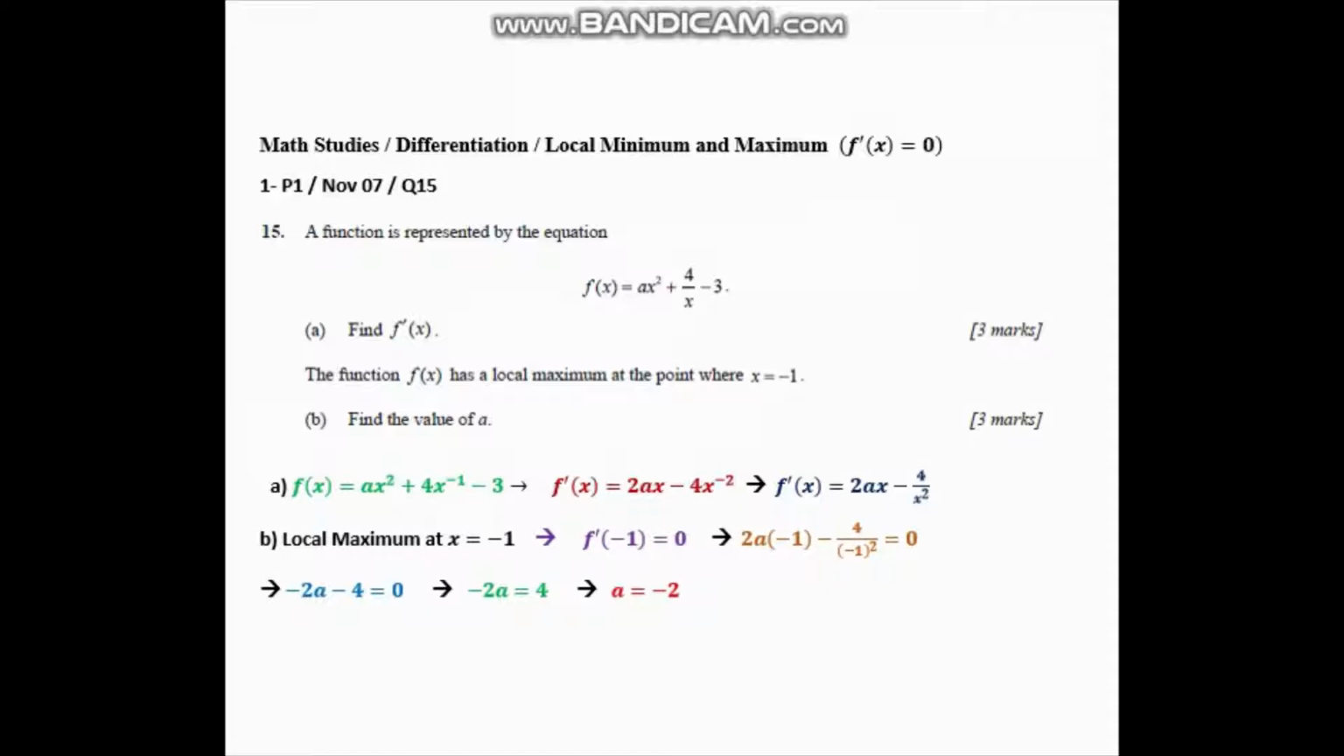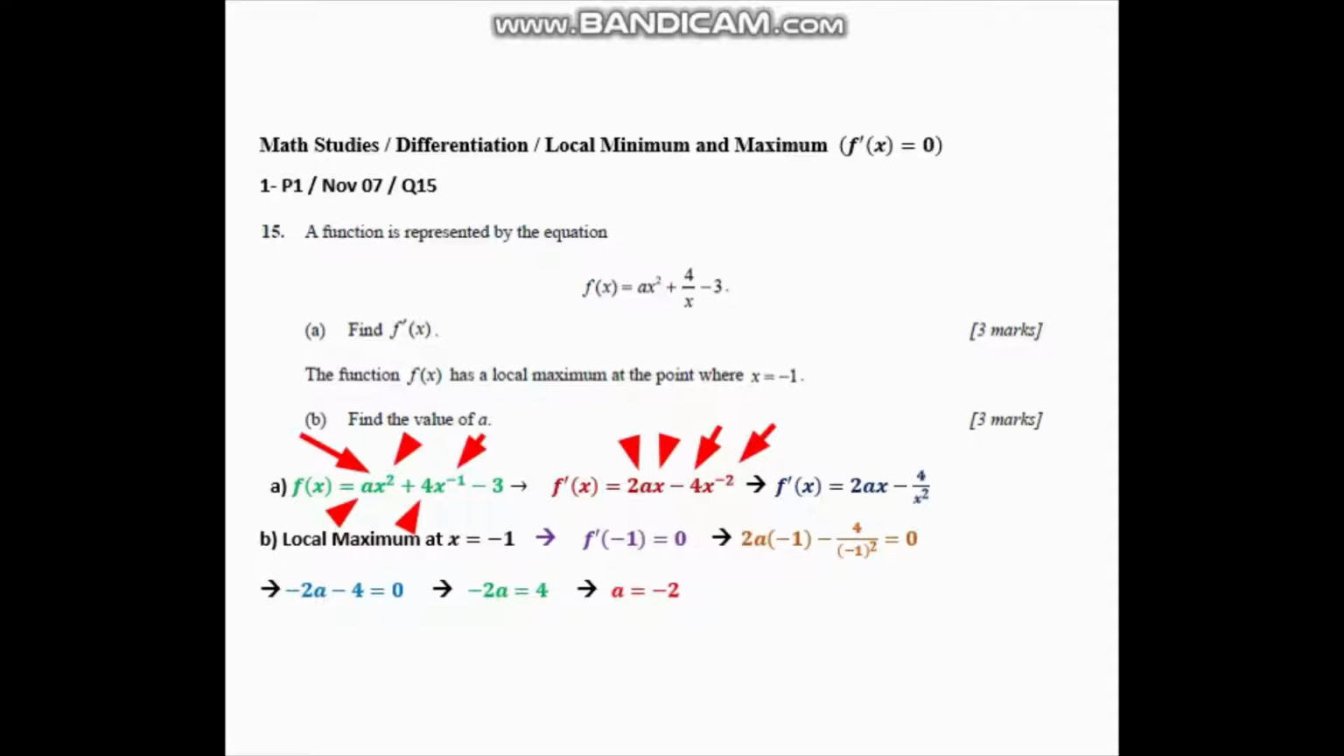So the first term in the green equation is ax squared. I shall multiply the old power by the number next to the variable. So I'm going to get 2 times a, which is 2a, and x squared becomes x because the power is decreased by 1. For the second term, negative 1, which is the old power, multiplies the 4, which is the number next to the variable. Hence, we get a negative 4. And the variable is reduced in power by 1. So x power negative 1 becomes x power negative 2.